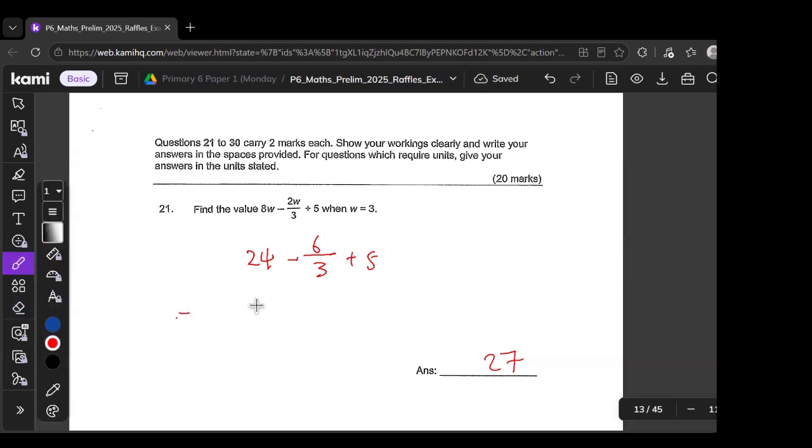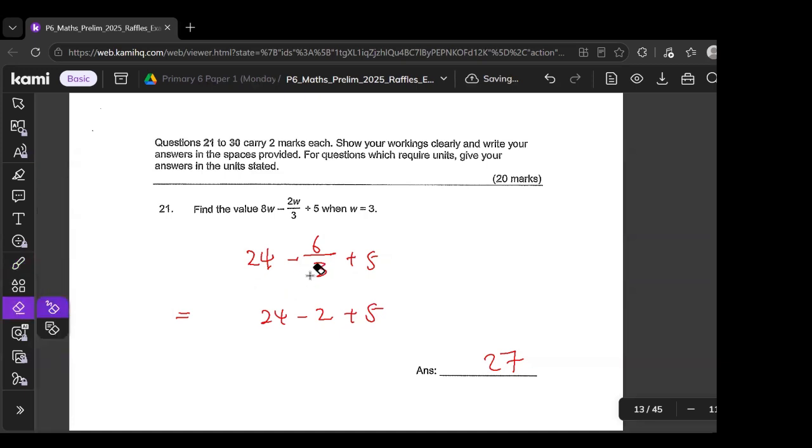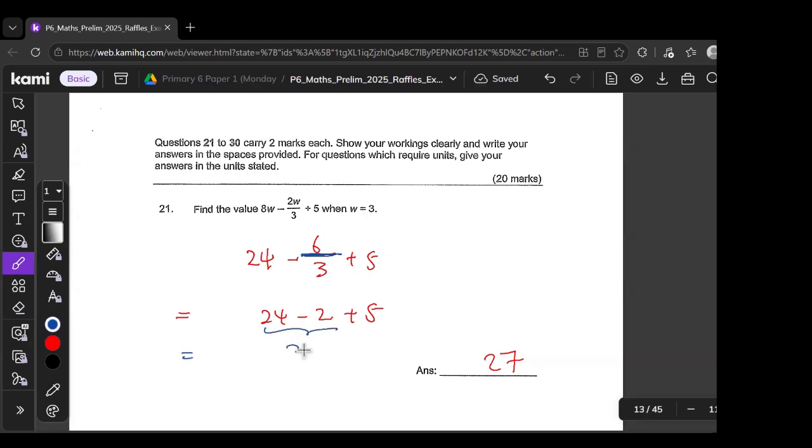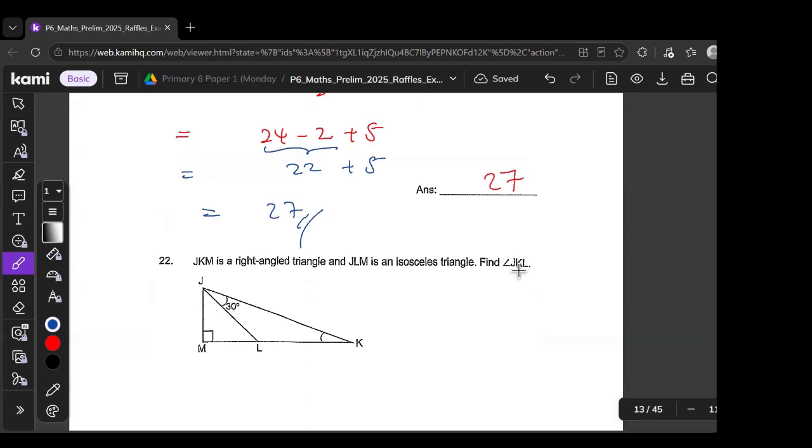Then after that, which one do you do first? Do this, right? So 24 minus 2, 24 minus 2 plus 5. Okay, when you see 6 over 3 means 6 divided by 3. Fraction means divide. So every time you see fraction, just remember it means dividing. Then continue. 22, then plus 5, you get 27. Never break up your step. Once you break up your step, you may have careless mistakes already.